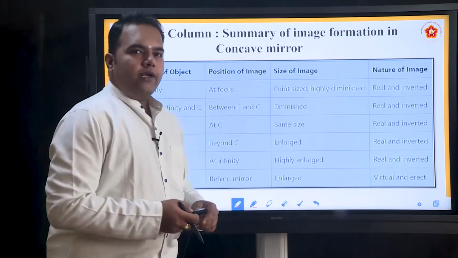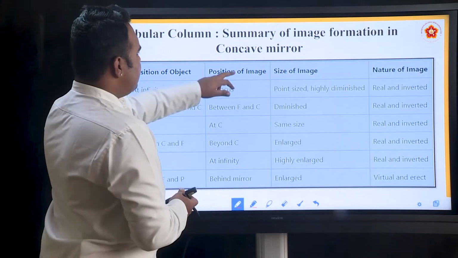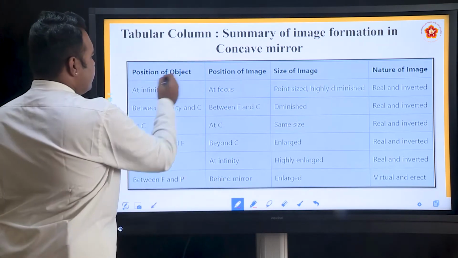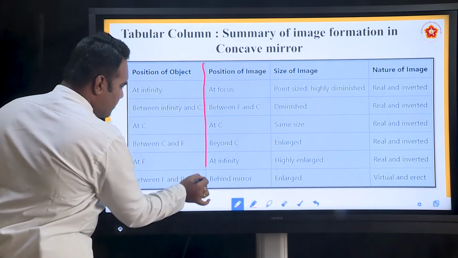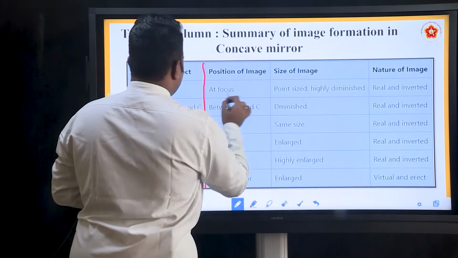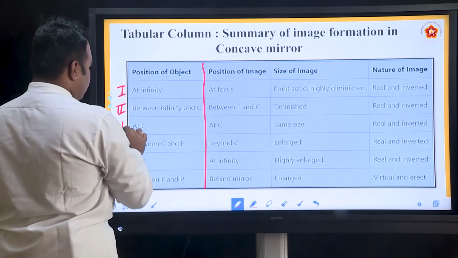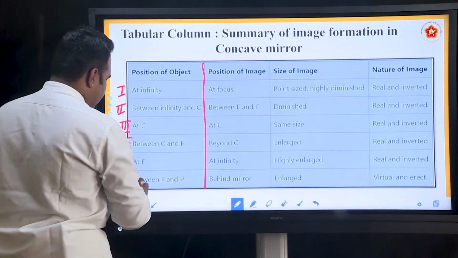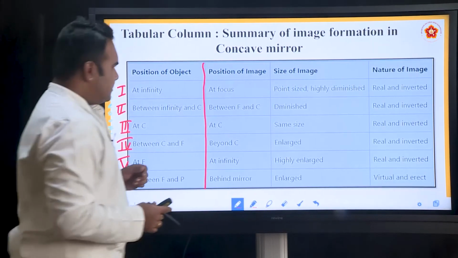Now, this is how we tabulate the result: position of the object, position of the image, size of the image and nature of the image. Object placed at infinity, position of the image is at focus. So, this is case 1, this is case 2, case 3, 4, 5 and 6. These are the 6 cases.